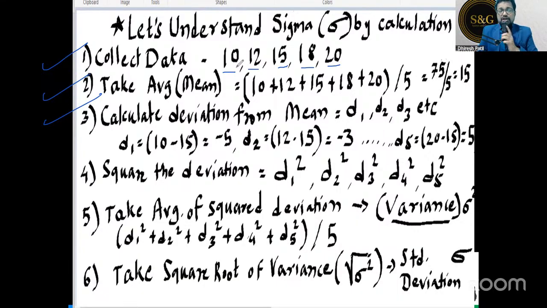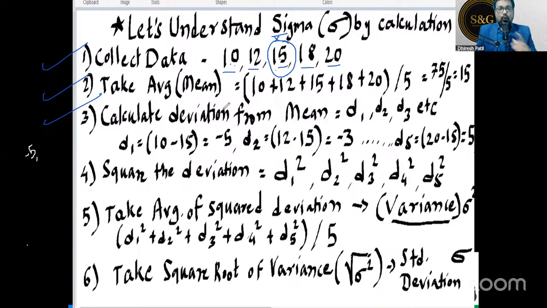So deviation 1 will be 10 minus 15. So 15, let's say, is the average value. This is my X bar. What is the distance from 10 to 15? The distance is minus 5. How many of you understood this? Just give me yes in the chat box. The distance is minus 5. Have you understood this? 10 minus 15 is equal to minus 5.